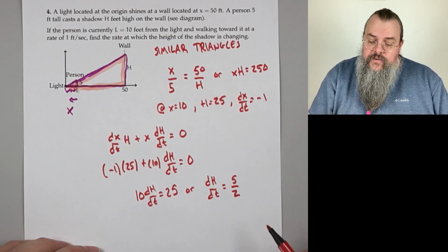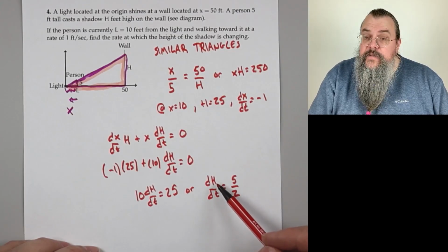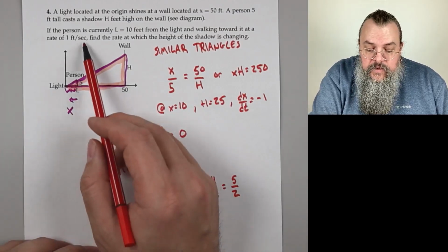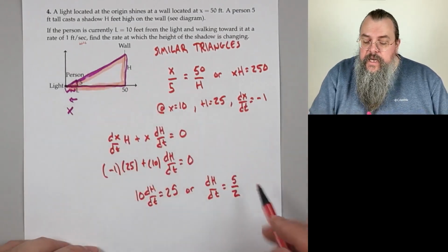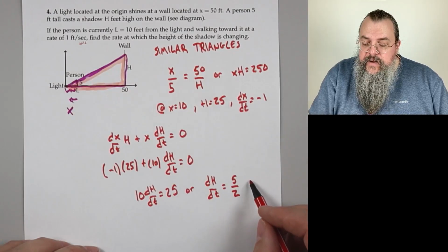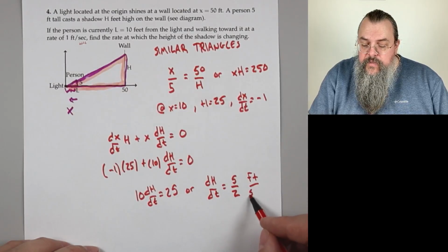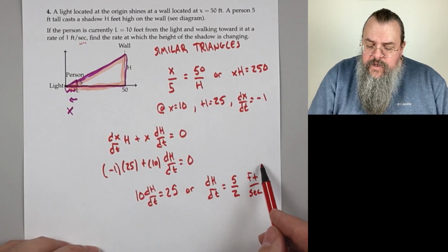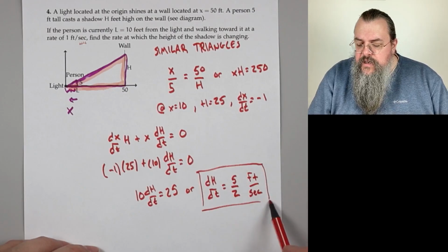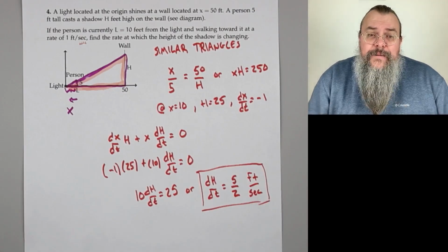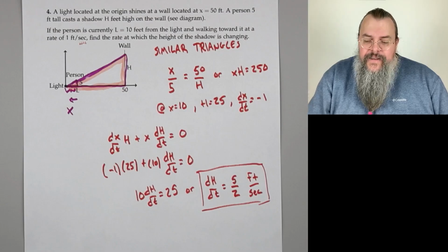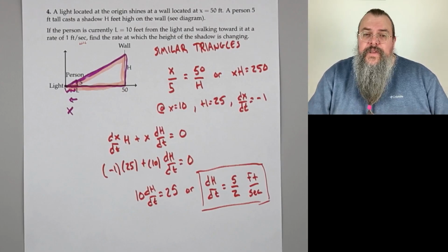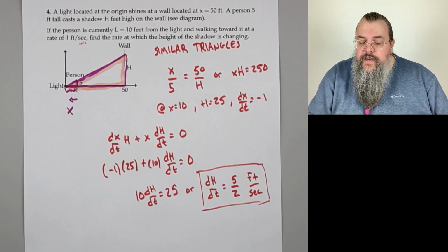If we wanted to add units, h is being measured in feet, t is being measured in seconds, because we see it over here. And so we could say it's 5/2 feet per second. In this case, it didn't ask us for units. Sometimes it does, sometimes it doesn't. But the nice thing about derivatives is that units are what you expect them to be. No surprises. Isn't it great? Don't you wish all your classes were like that? No surprises at all. And so there we go.